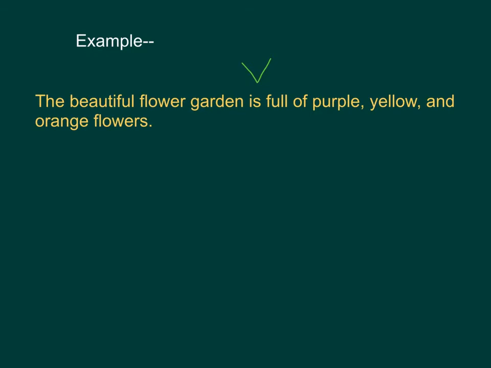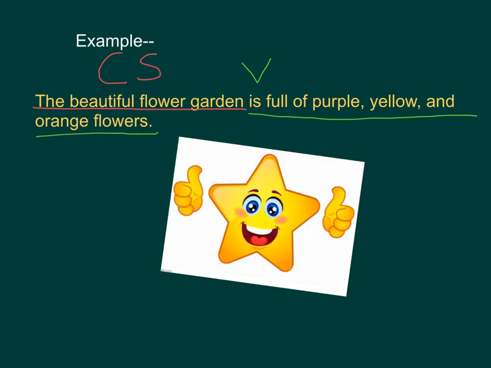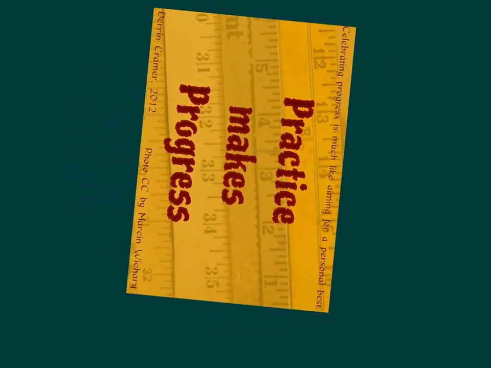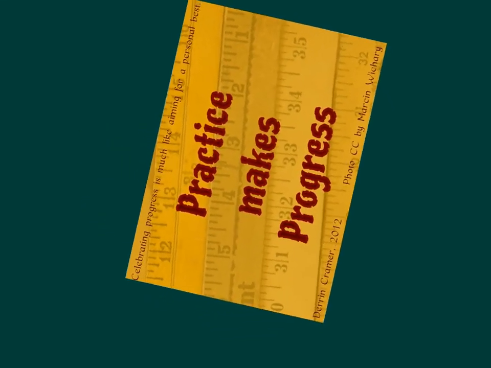This means that "is full of purple, yellow, and orange flowers" is the complete predicate for this example. The words "beautiful flower garden" end up being our complete subject. So you can see why it's important to find the verb first. If you can find the verb, you have the words on either side of the verb and including the verb that make up the complete subject and complete predicate. Now let's try a couple examples and see if you can determine the verb, which will lead you to the complete predicate and complete subject.